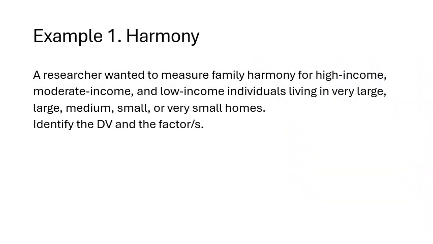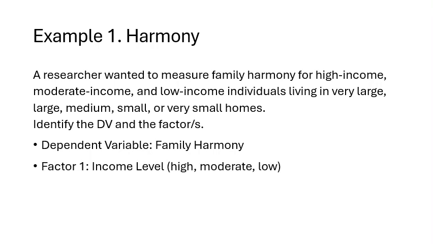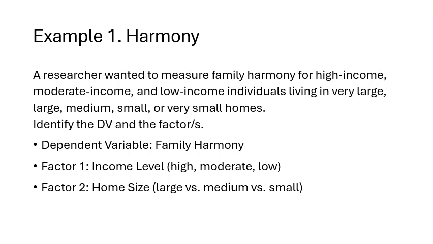So let's go through some examples on these factors. A researcher wanted to measure family harmony for high income, moderate income, and low income individuals living in very large, medium, small, or very small homes. We're asked to identify the DV and the factors. The dependent variable that's being measured is family harmony. Factor 1 is income level, high, moderate, or low. And factor 2 is home size, large versus medium versus small. I actually had 5 different home sizes here, but I just listed 3.